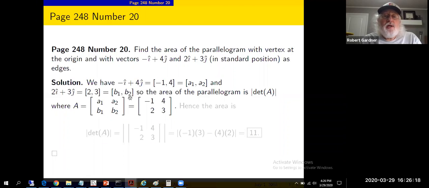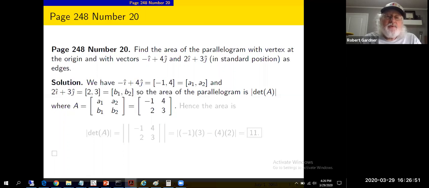Let's call those B1 and B2. So the area of the parallelogram should be, from our previous conversation, the absolute value (the little horizontal lines do mean absolute value here) of the determinant of matrix A, where matrix A has the components of vector A in the first row and the components of vector B in the second row. So we'll put the -1, 4 and the 2, 3 in as rows of matrix A.